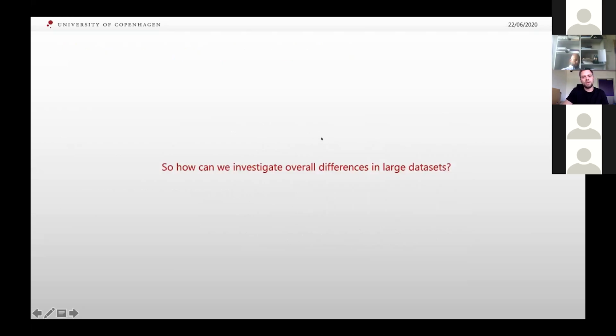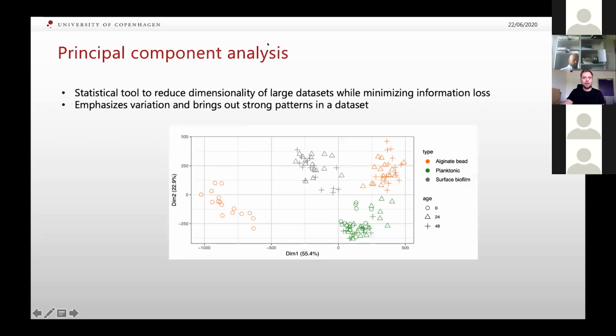But how can we then investigate overall differences in these large data sets? And there's a nice statistical tool called principal component analysis that you often use for large genetic data sets. It is used to reduce the dimensionality of these large data sets while retaining a lot of information. And it's very good for emphasizing variation and bringing out patterns in the data. So we did that for all the data points, and we immediately see some clustering between the different categories.